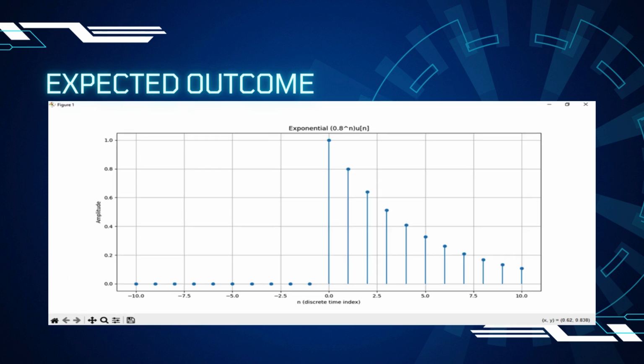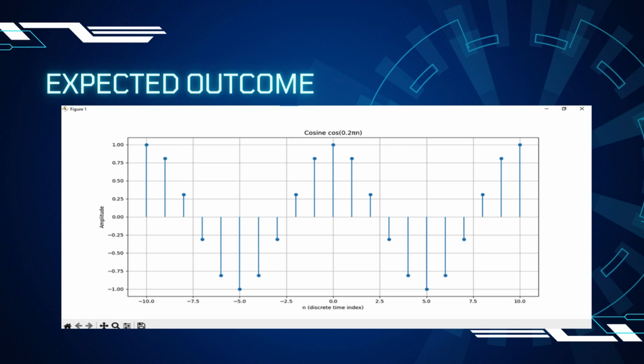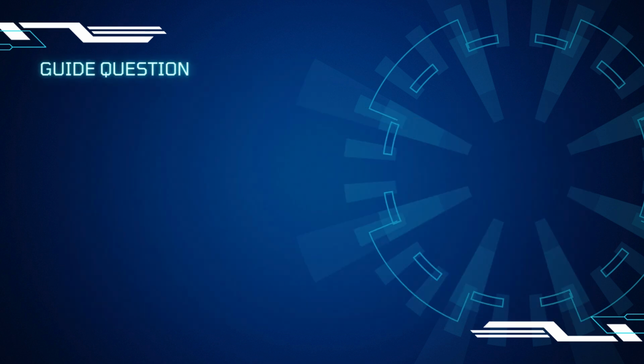The exponential decays toward 0 as n increases. The cosine wave oscillates between -1 and 1 in a repeating pattern. These differences help us identify what kind of signal we are dealing with, whether it's constant, growing, decaying, or oscillating.